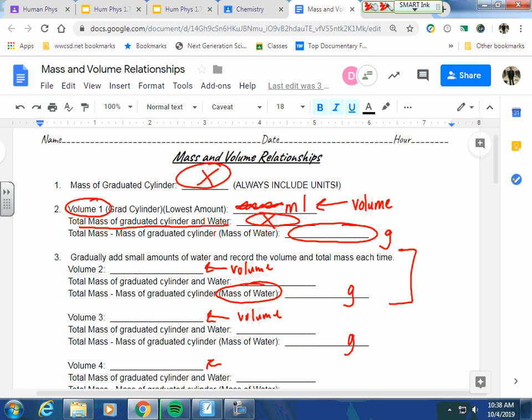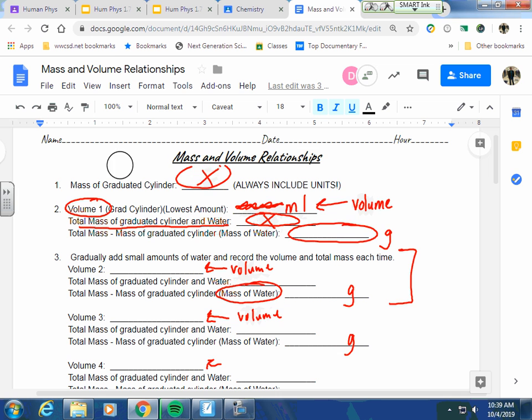Everybody clear on that? Now, by the way, the volume units that we're using when we do our graphing on this side of the lab worksheet, it's in milliliters because we used a graduated cylinder.